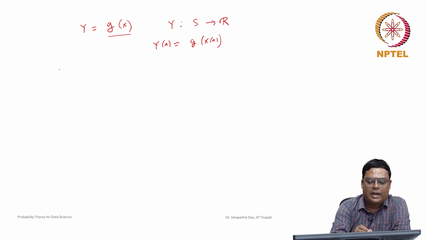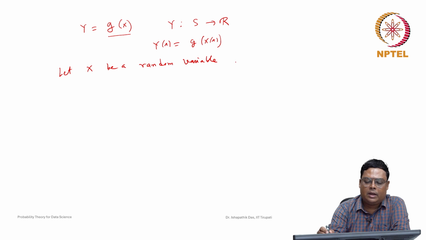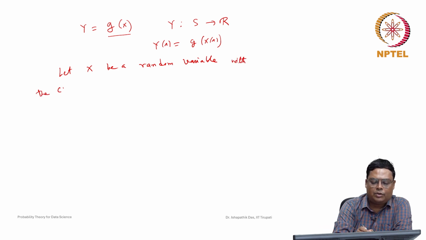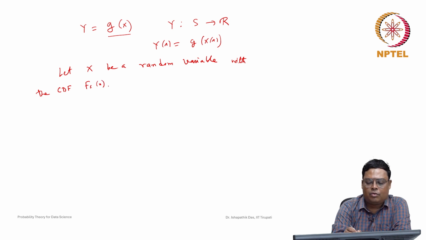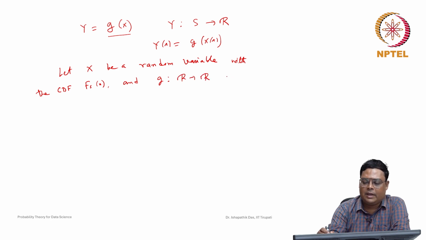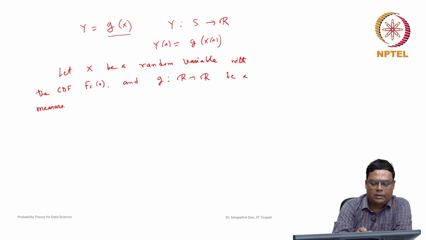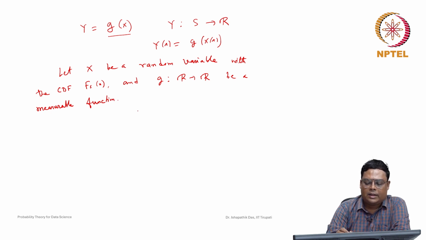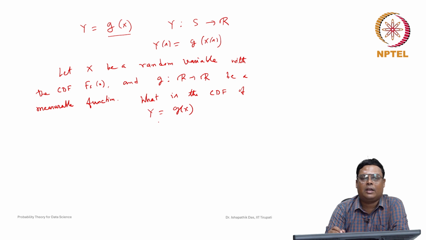Let X be a random variable with the cumulative distribution function CDF F_X, which is known to us, and let g from R to R be a measurable function. So we consider Y equal to g of X. What is the cumulative distribution function, the CDF, of Y? How we can find the cumulative distribution function of Y is our interest here.